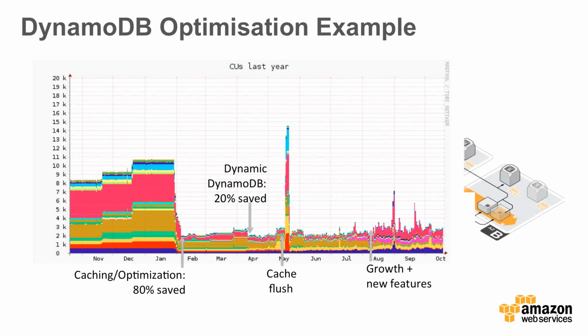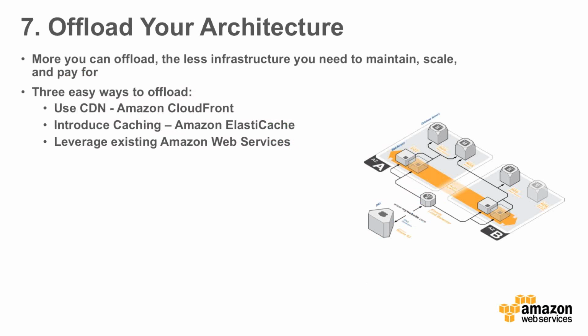So the final recommendation for optimizing cost while maintaining high performance is to offload your architecture as much as possible. The more you can offload, the less infrastructure you need to maintain, scale, or even pay for. And there are 3 easy ways to offload your architecture. The first one is using a content delivery network such as Amazon CloudFront. And secondly, you can introduce a caching layer with Amazon ElastiCache, which offers Redis or Memcached. And finally, the final way to offload your architecture is utilizing as much of the Amazon Web Services as possible.